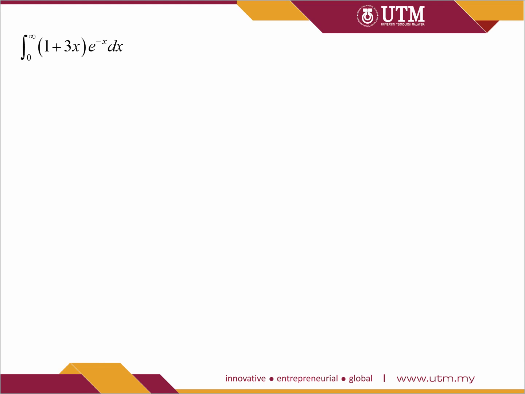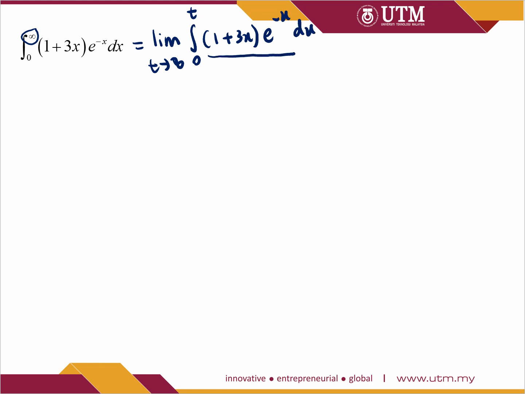You may wonder, how can I relate L'Hopital's rule with the improper integral? Okay, let's say we have this problem, the integral of 1 plus 3x times e to the power of minus x dx. Given that the limit is from 0 up to infinity, since one of the limits is infinity, this is a case of improper integral, where we have to change this into the form of the limit of the integral from 0 up to t, given that t is approaching infinity, for 1 plus 3x times e to the power of minus x dx. So here, this is the case of a product of two functions.